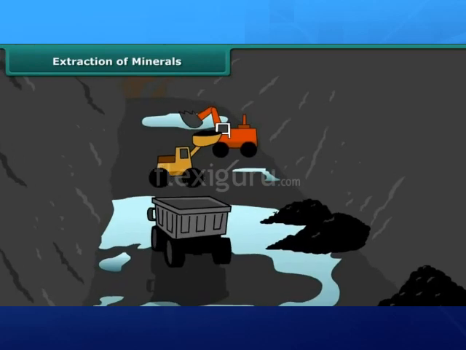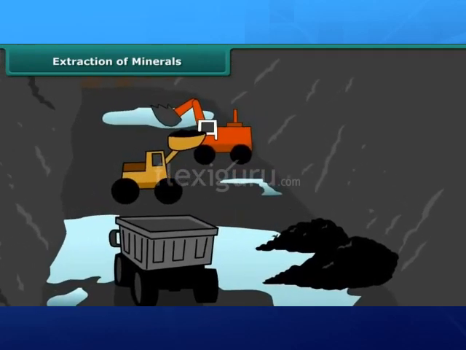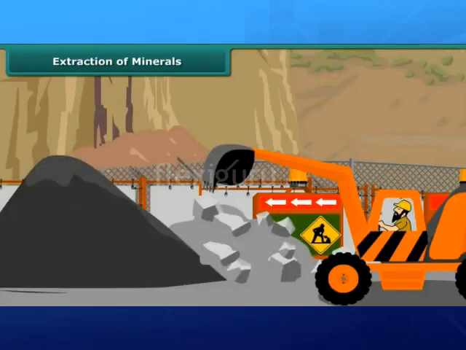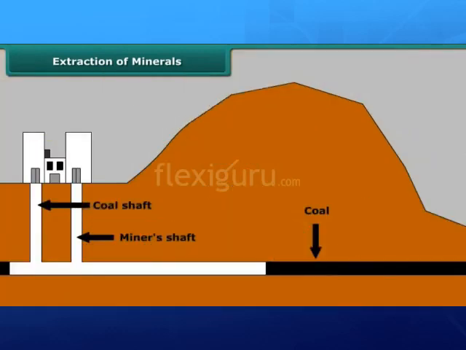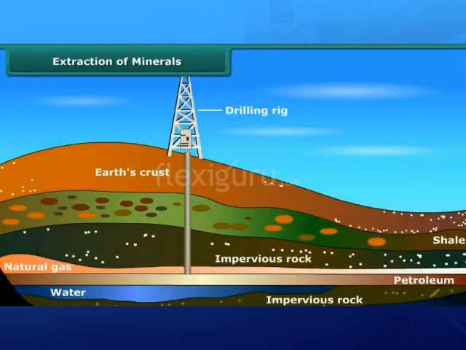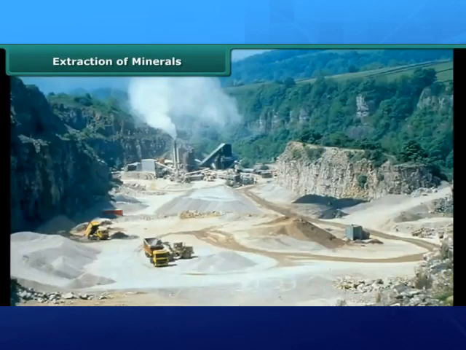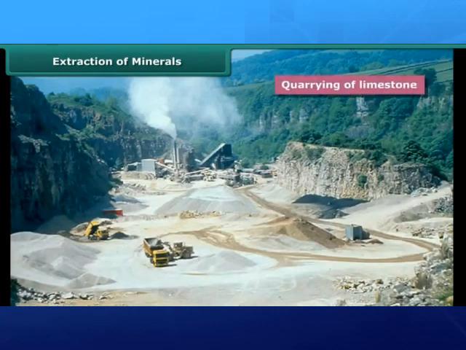Minerals that lie at shallow depths are taken out by removing the surface layer. This is known as open cast mining. Deep bores called shafts take out mineral deposits that lie at great depths. This is called shaft mining. Petroleum and natural gas occur far below the earth's surface, so deep wells are bored to take them out. This is called drilling. Minerals that lie near the surface are simply dug out by the process known as quarrying.